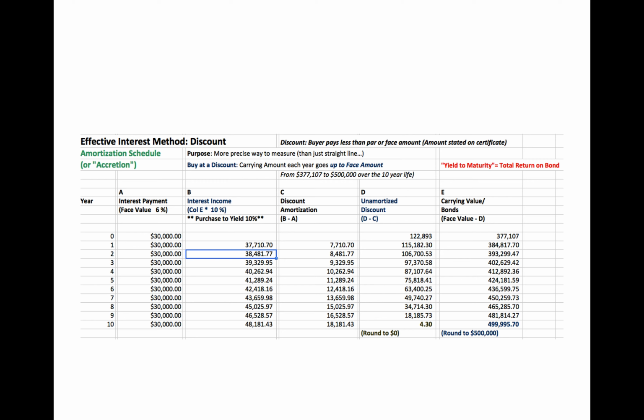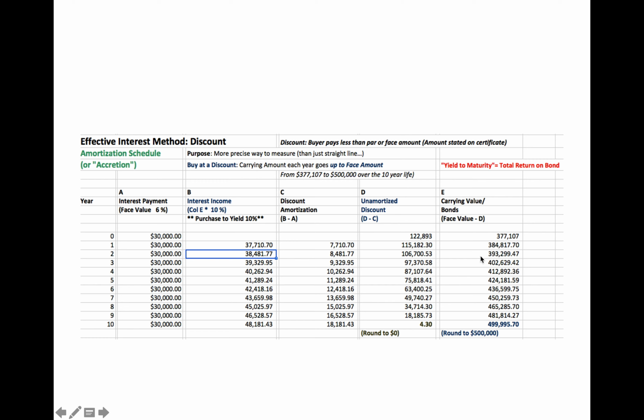And what you'll notice is the discount amortization increases, the unamortized discount decreases down to zero with rounding, and the carrying amount once again increases to $500,000. So we multiply column E, the carrying amount, times 10% to get $37,710. The difference between A and B in year one is $7,710. That $7,710 reduces the unamortized discount from $122,893 down to $115,182. And finally, the discount amortization increases the carrying amount.